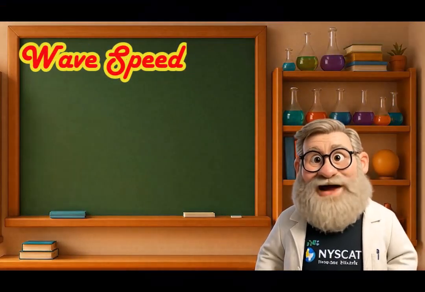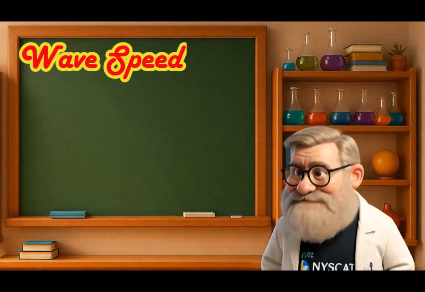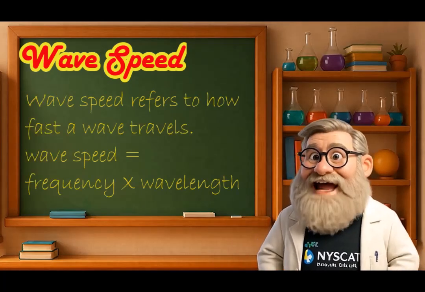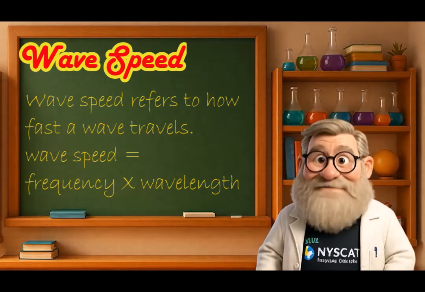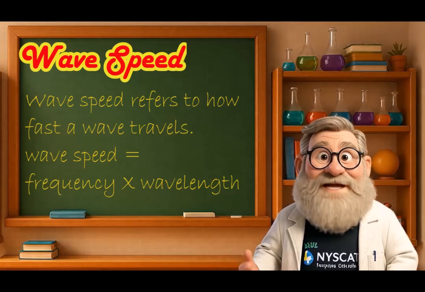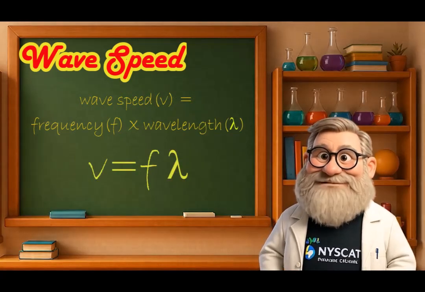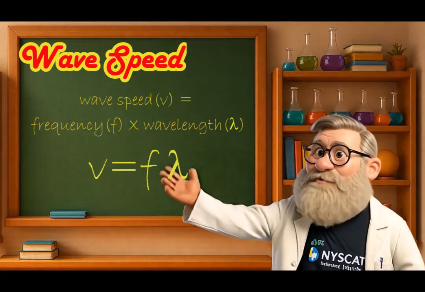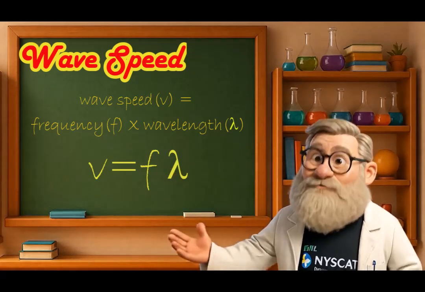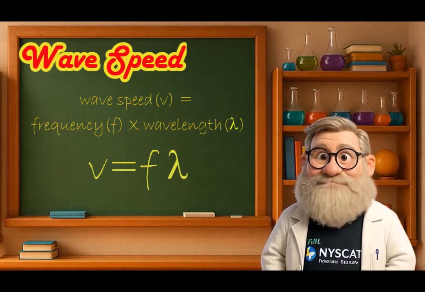Now that we've talked about wavelength and frequency, we can combine them to understand wave speed: how fast a wave travels through a medium. The formula is simple. The wave speed equals the frequency times the wavelength, or V equals F times lambda. This tells us that a wave's speed depends on how frequently it cycles and how far each cycle travels.